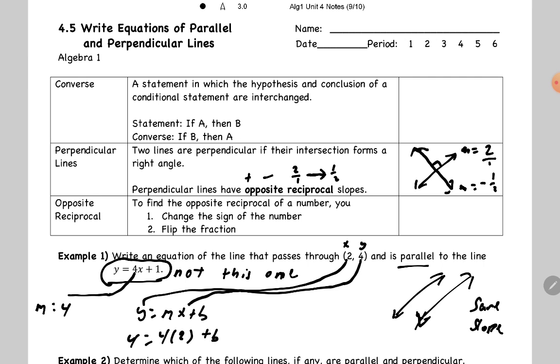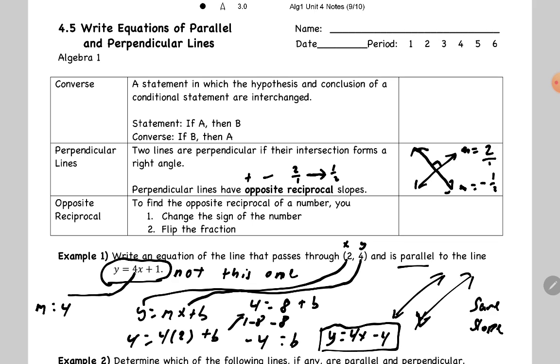Now we're going to solve for b. So I have 4 equals 8 plus b. Then you get b by itself, so I subtract 8 from both sides and get b equals negative 4. So my equation is y equals 4x minus 4. See, this is a different equation from the other one.